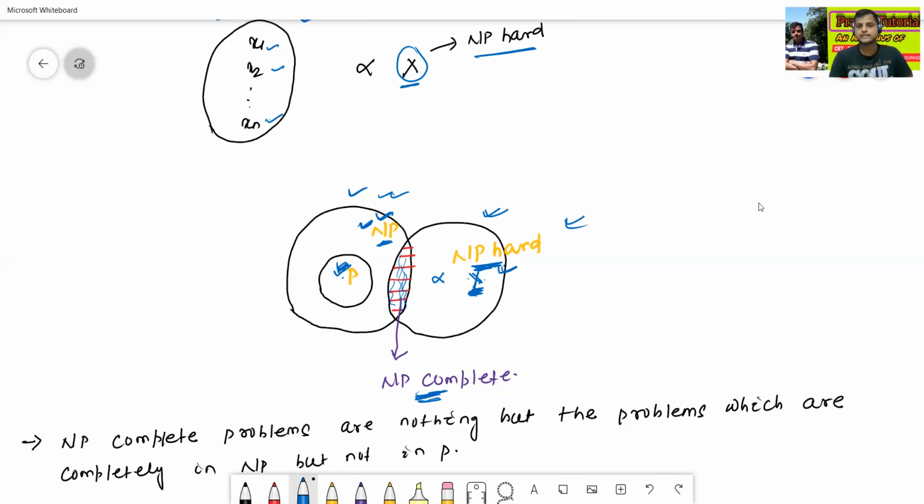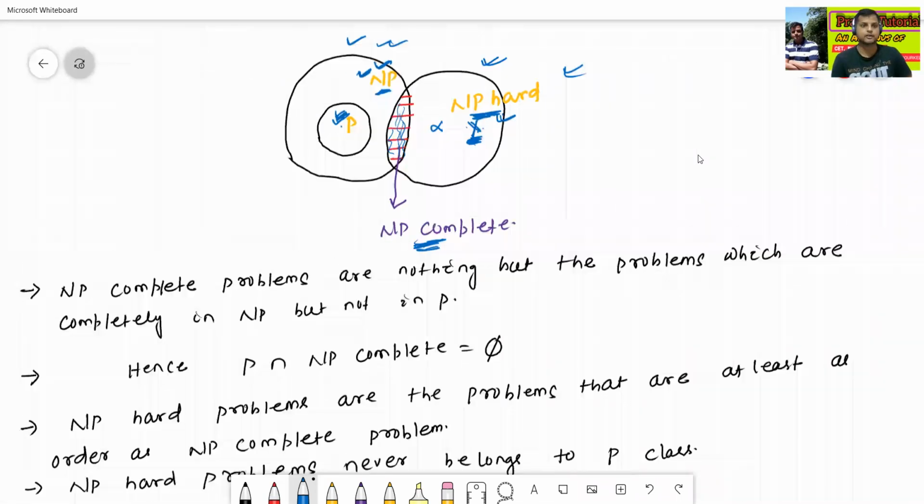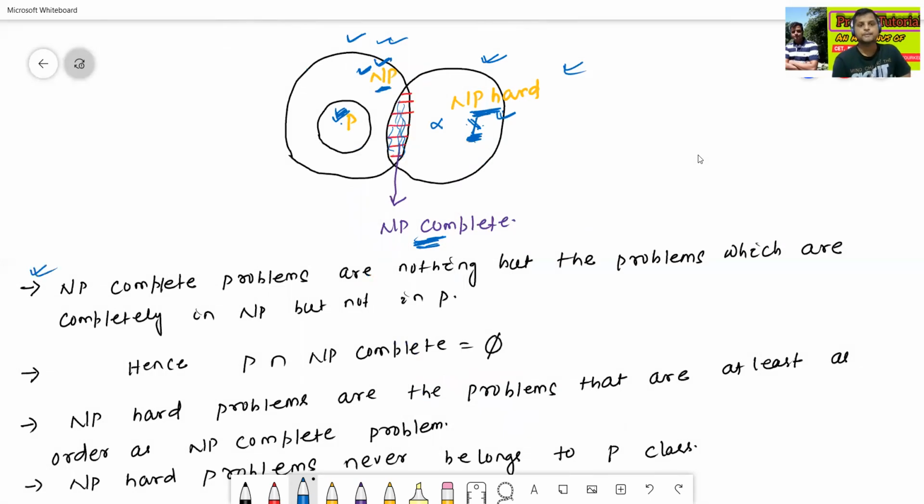Next, we'll see one more concept: NP complete problems. NP complete problems are nothing but the problems which are completely in NP but not in P. So P intersection NP complete equals phi.